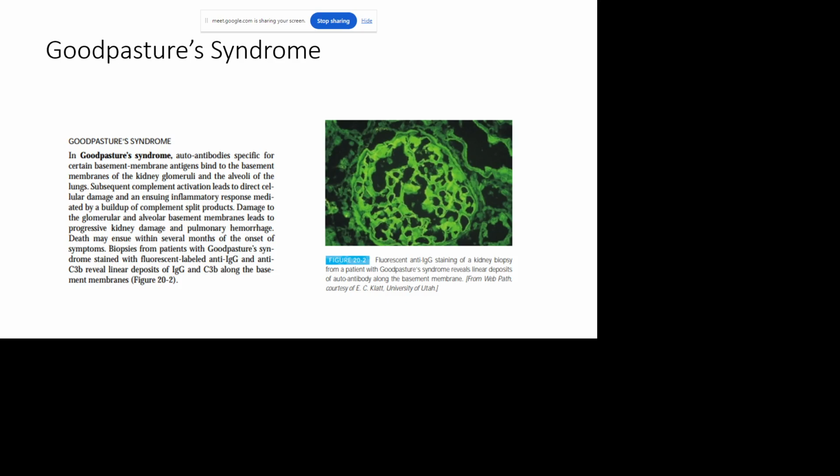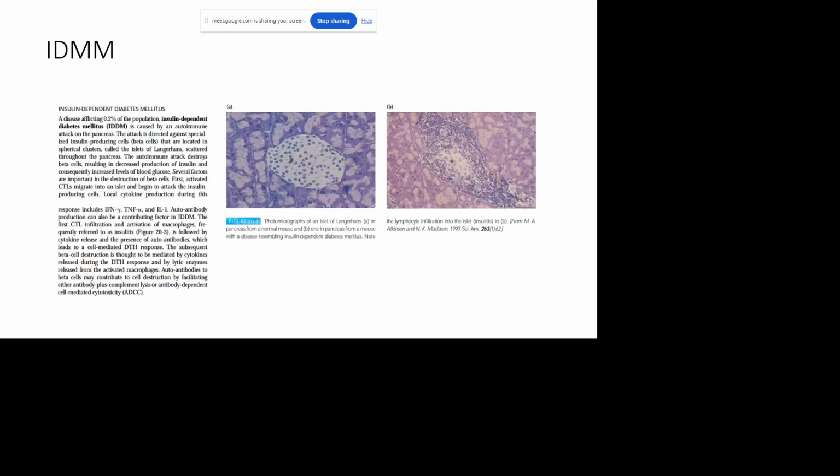So this was Goodpasture syndrome. After that we will go to IDDM, which is insulin dependent diabetes mellitus. The full form is insulin dependent diabetes mellitus (IDDM). It is caused by an autoimmune attack on the pancreas. These are photomicrographs of the islets of Langerhans cells, which are known to secrete the insulin hormone.